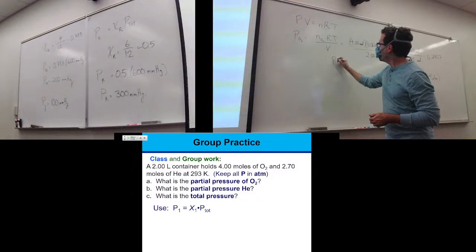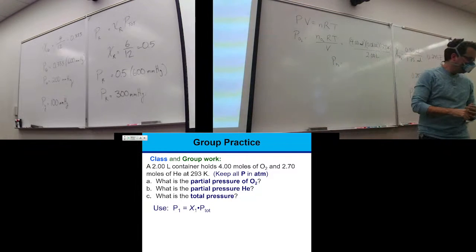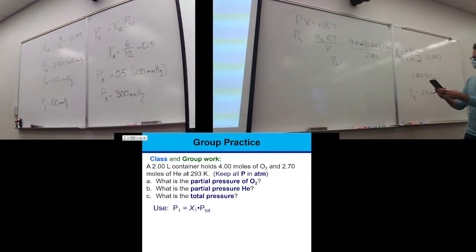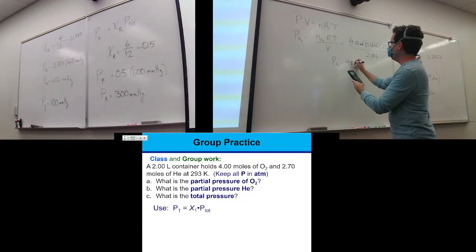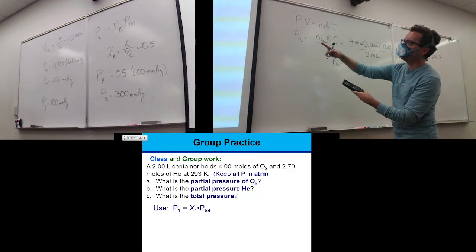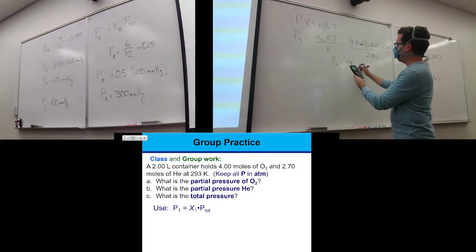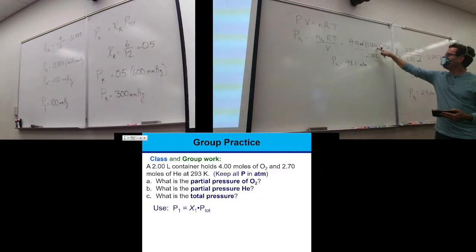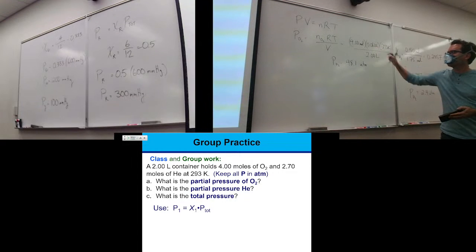So the partial pressure of O2 is, let's see, 4 times 0.08206 times 293 divided by 2, 48, I think it's just 3 sig figs. Yeah, 48.1 atmospheres. Why atmospheres? Because the units for R have atmospheres in them. So your pressure is going to end up being in atmospheres.